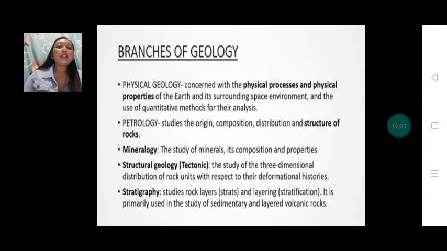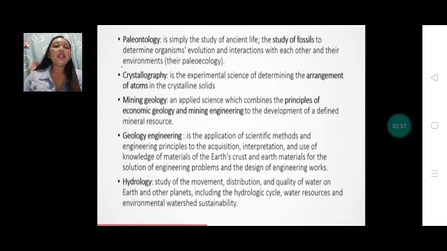It is primarily used in the study of sedimentary and layered volcanic rocks. And then paleontology. It is simply the study of ancient life, the study of fossils to determine organisms, their evolution and interaction with their environments, their paleoecology. So, it is simply the study of fossils.